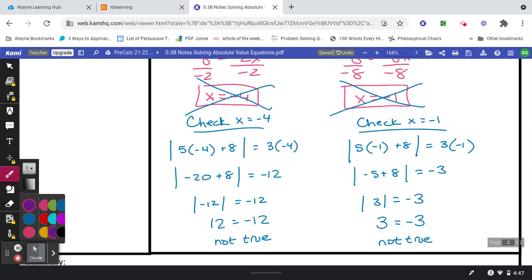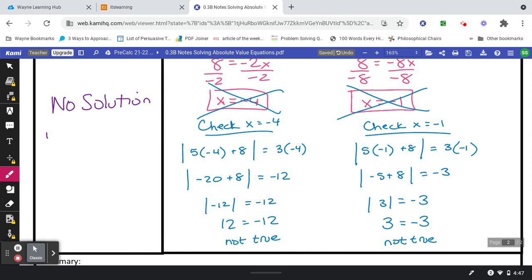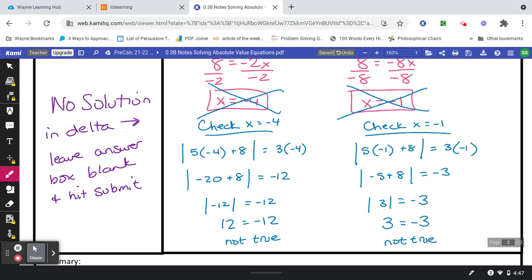If I end up throwing out both answers, technically I have no solution. In Delta Math, you're just going to leave the answer box blank. And then you just hit submit. So a little note for you as you're starting to work on your Delta: if there's no solution, if you threw out both of them, you just leave the answer space completely blank, hit submit, and it's like, cool, got it.